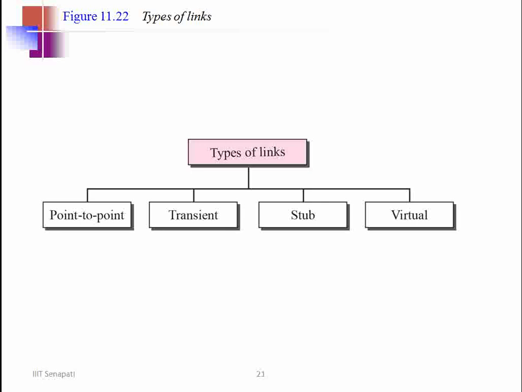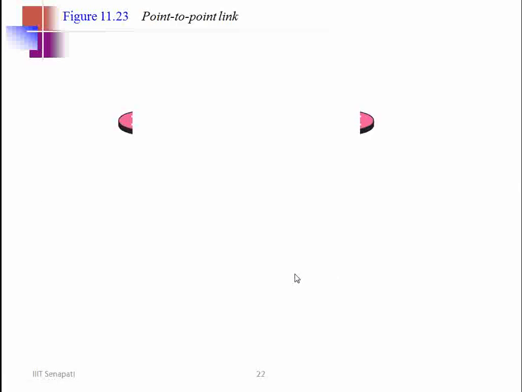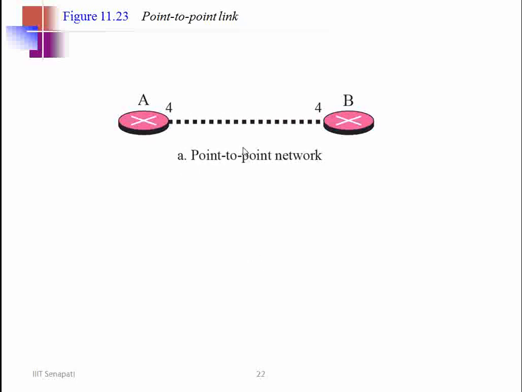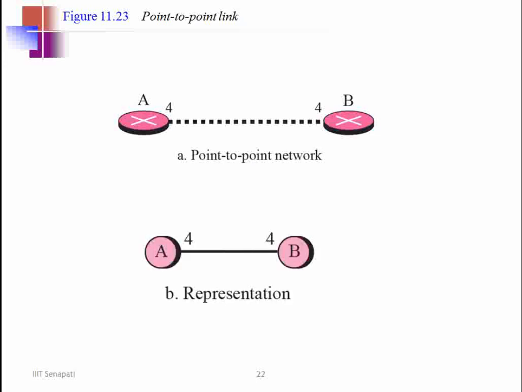Now we can see something about the types of links. Basically, in OSPF terminology, a connection is called a link. So we can see 4 types of links here: point-to-point, transient, stub, and virtual. A point-to-point link connects two routers without any other host or router in between, right? It can be represented like this, right?